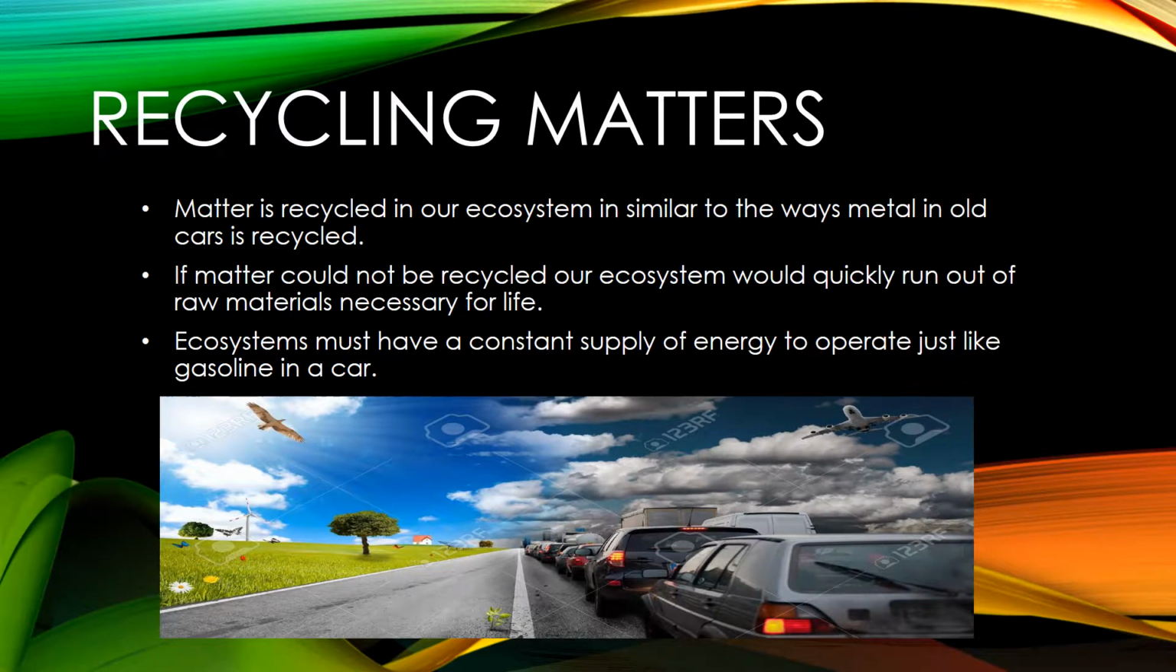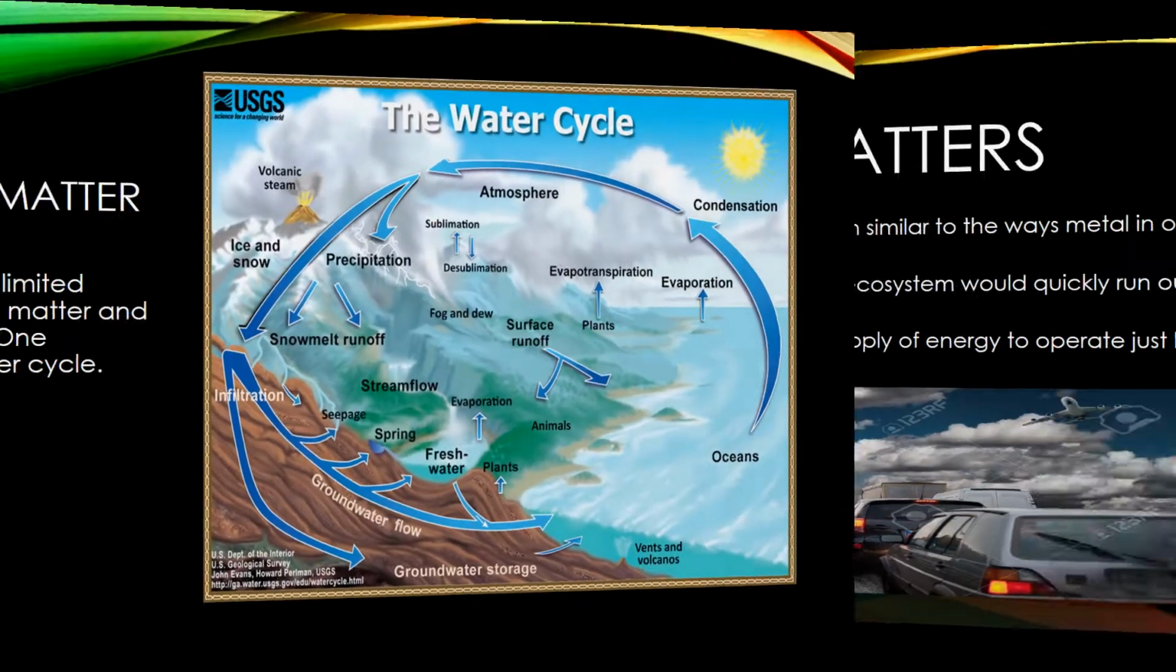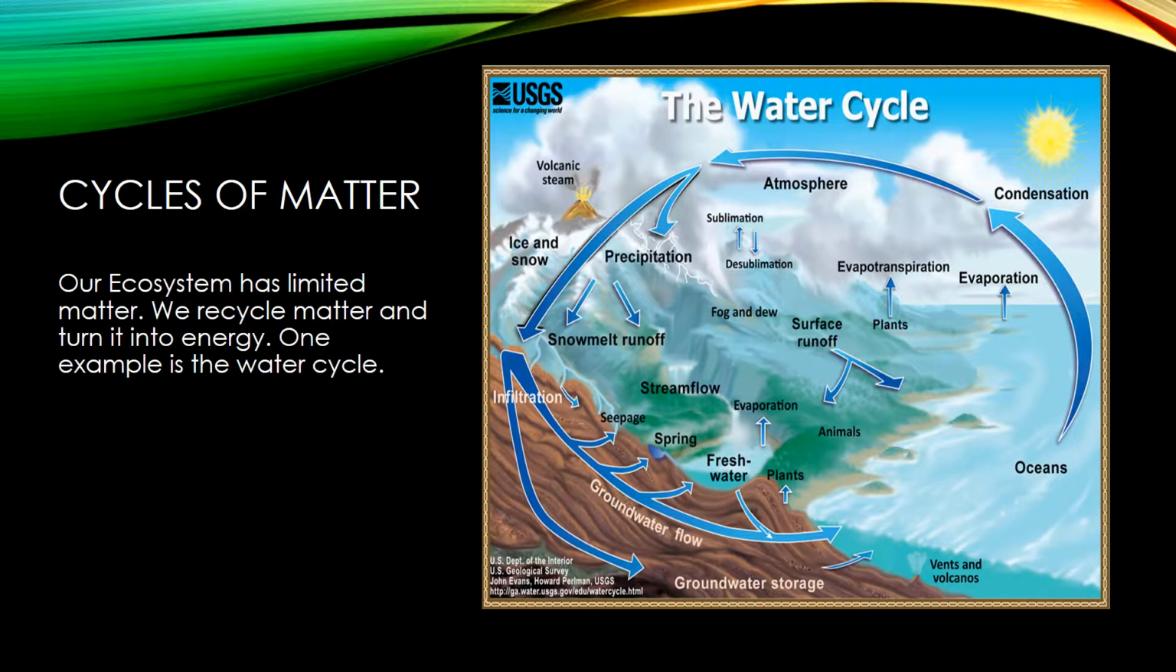In this slide, we will discuss the way matter is recycled in our ecosystem. Like the supply of metal for building cars, the supply of matter in an ecosystem is limited. If matter could not be recycled, ecosystems would quickly run out. The ecosystem must constantly supply energy. An example of this would be the water cycle. The water cycle is a continuous process by which water moves from Earth's surface to the atmosphere and back. As you can see, this process of evaporation, condensation, and precipitation make up the water cycle.